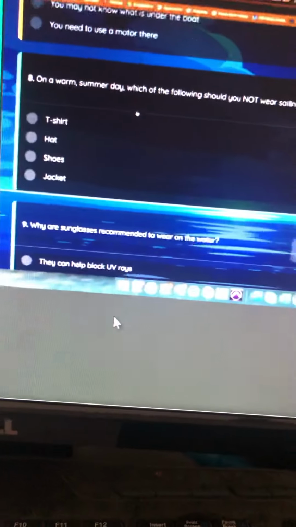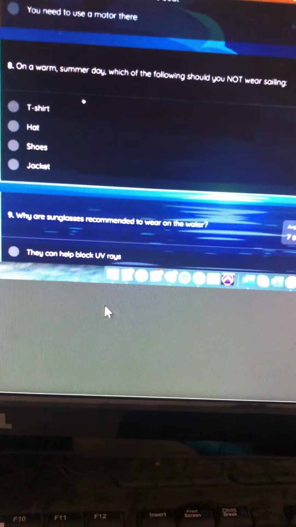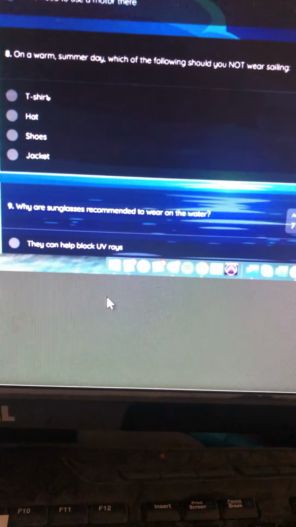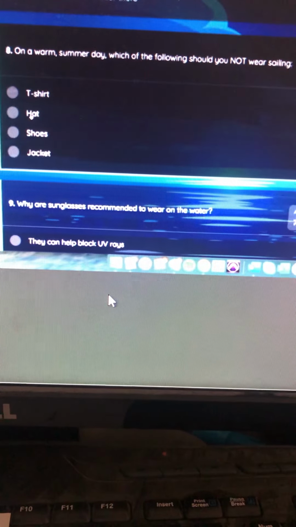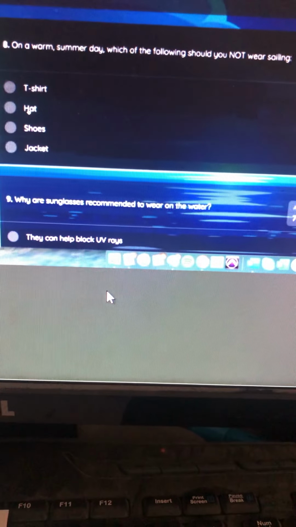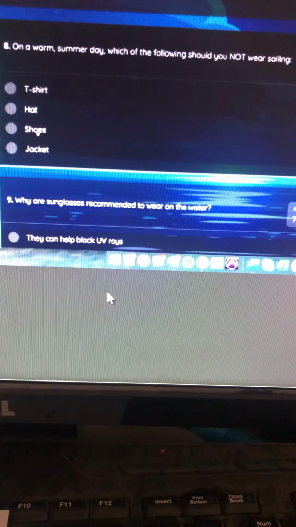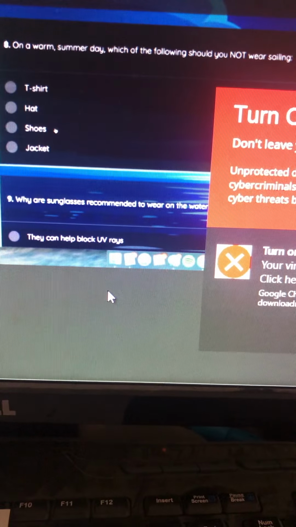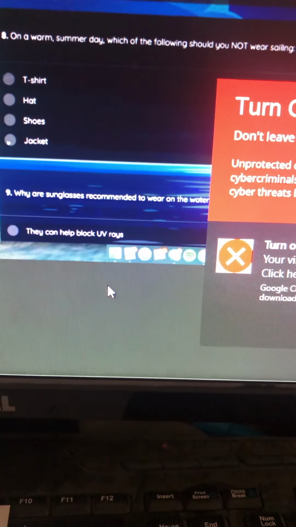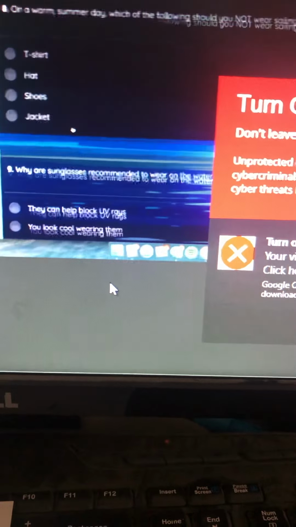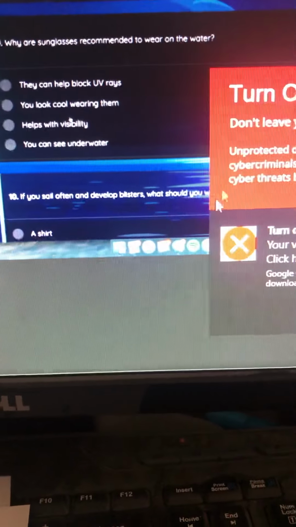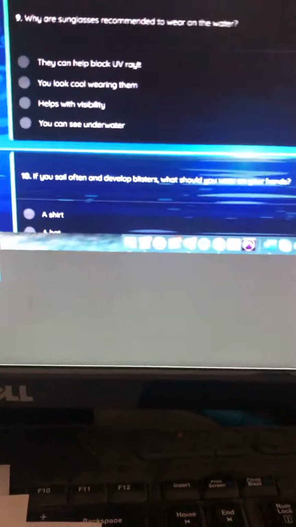Okay, on a warm summer day, which of the following should you not wear sailing? Should you not wear a t-shirt? You should wear a t-shirt so you don't get sunburned. You should definitely wear a hat so the top of your head doesn't get sunburned. Should you wear some sailing shoes like I showed you earlier? If you're on a bigger boat, definitely wear your sailing shoes. I wouldn't wear a jacket. It's a hot day. With a jacket, you could get heat exhaustion or heat stroke.